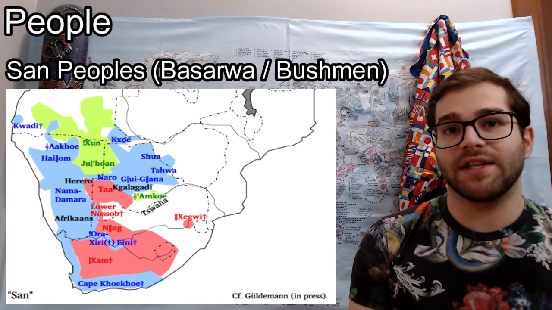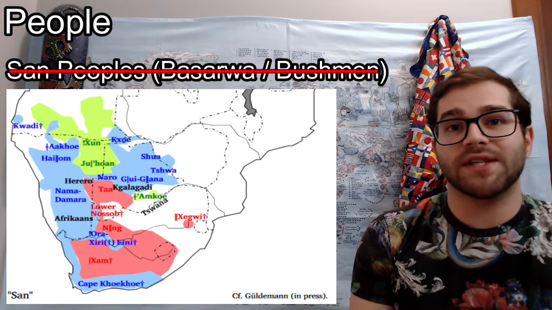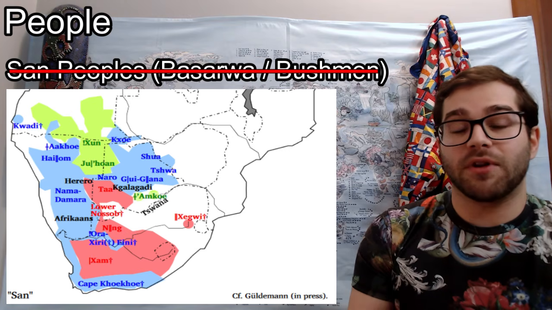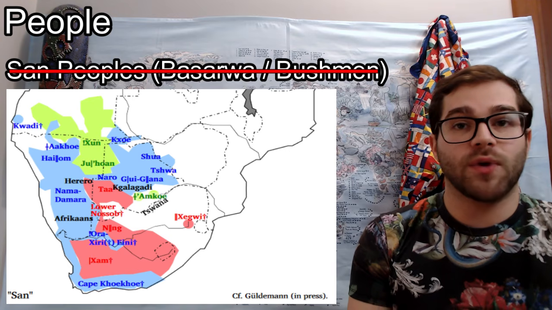The terms San, Basarwa, and Bushmen are generalizations, and nowadays are seen as derogatory, and the people themselves would prefer it if you refer to them by their individual nations rather than grouping them all together. I'm assuming that it's the same in the case of the Xho specifically, but keyword here is assuming.